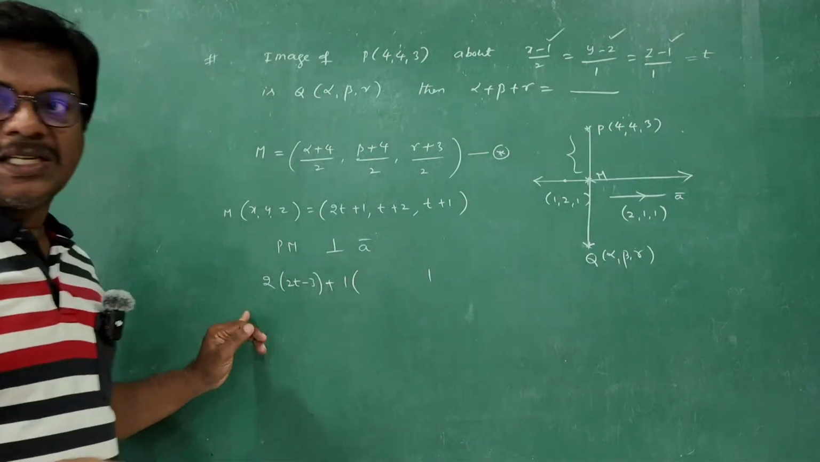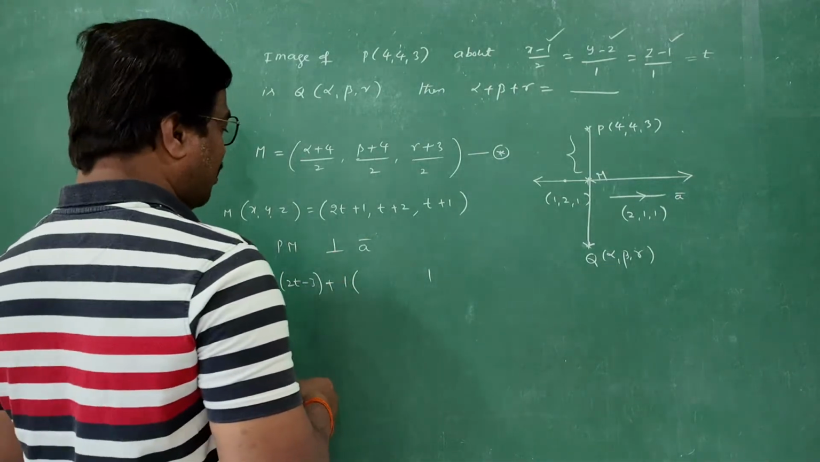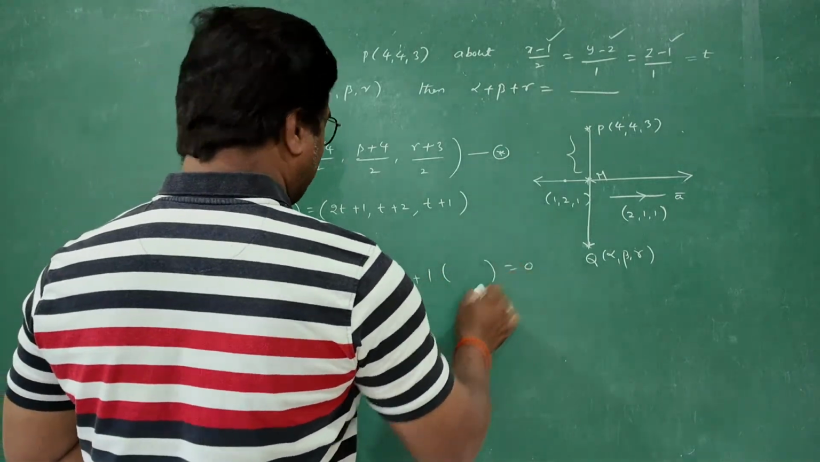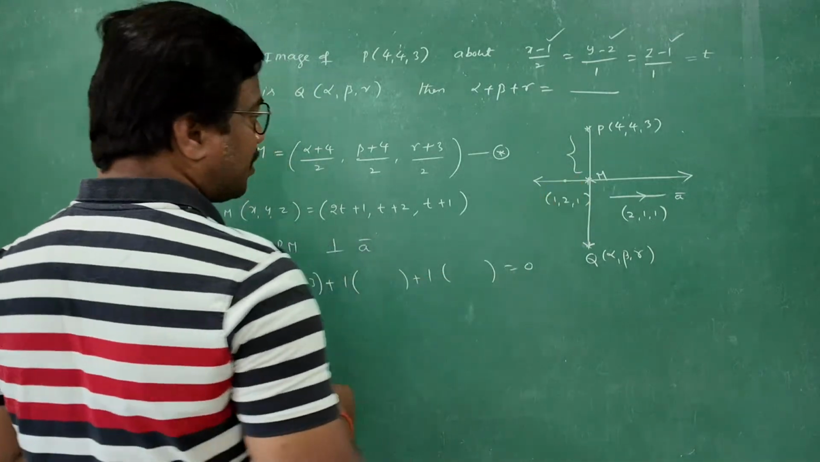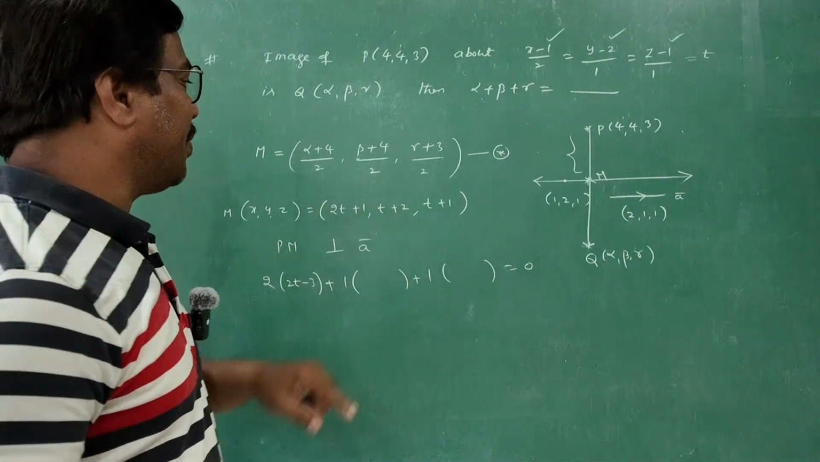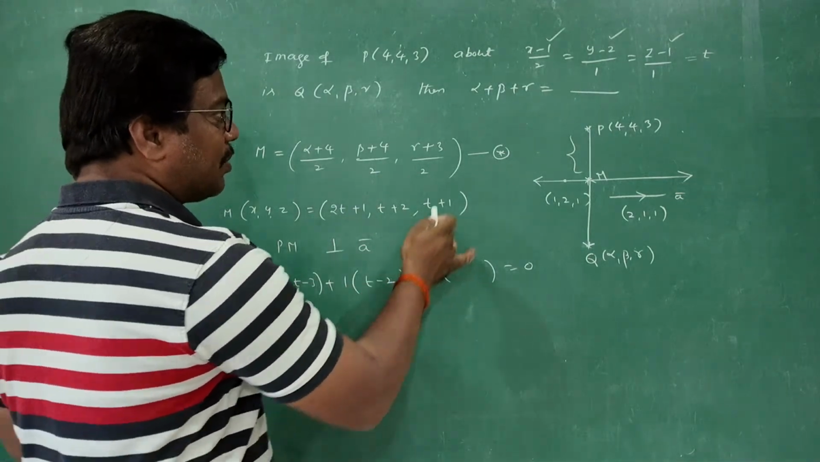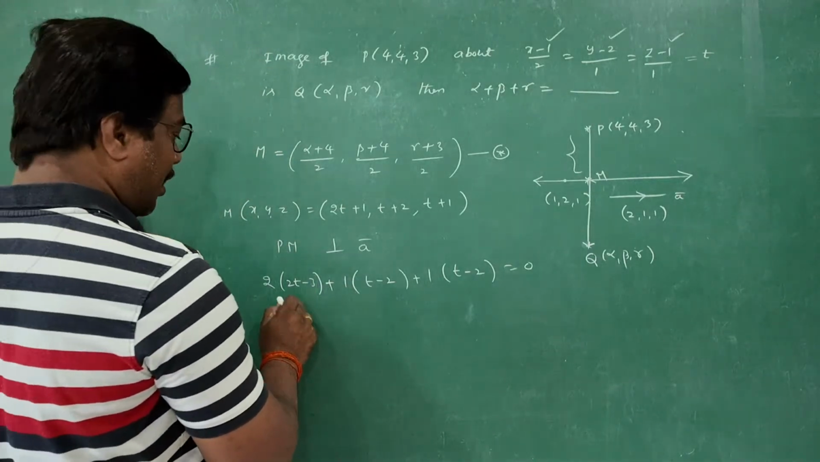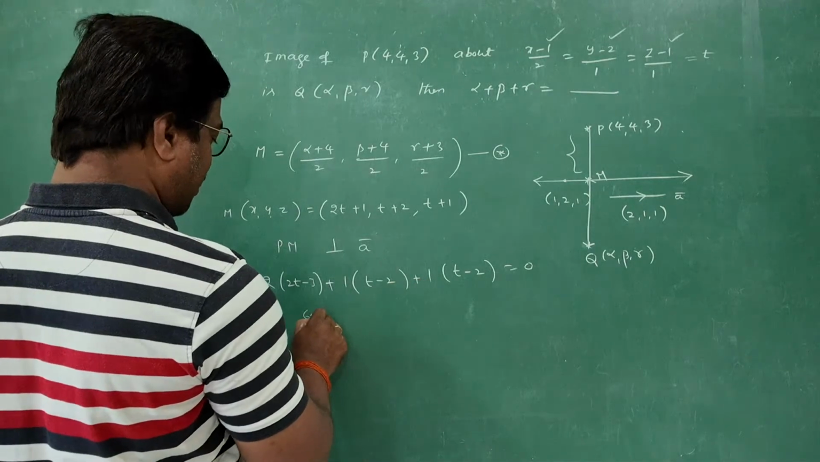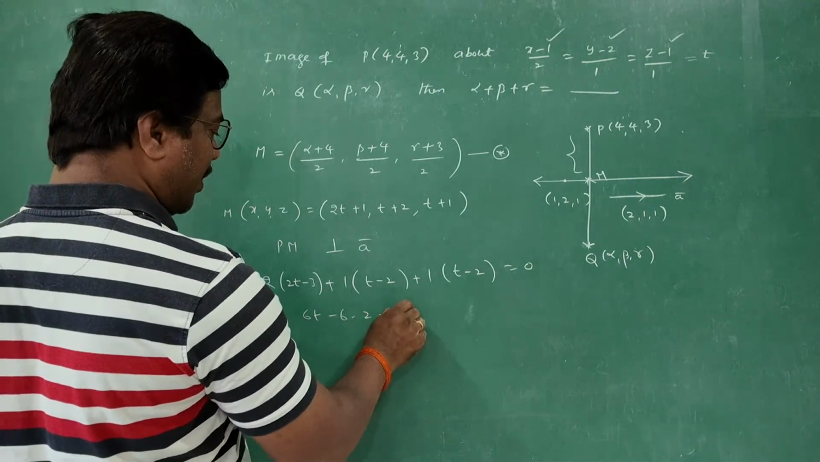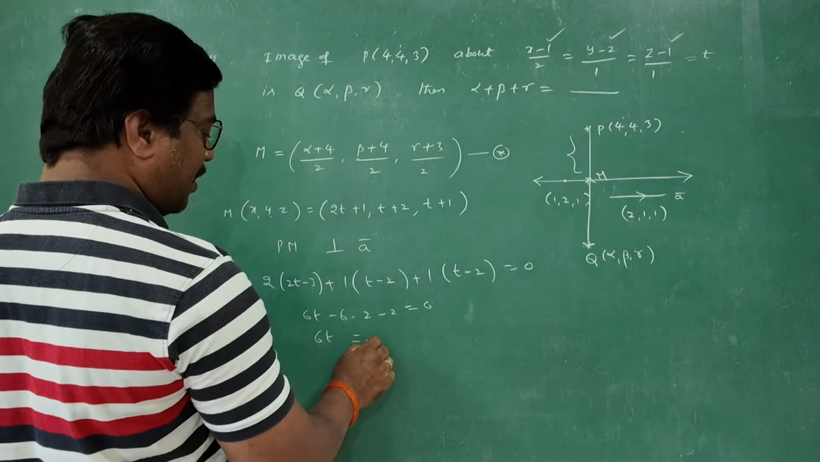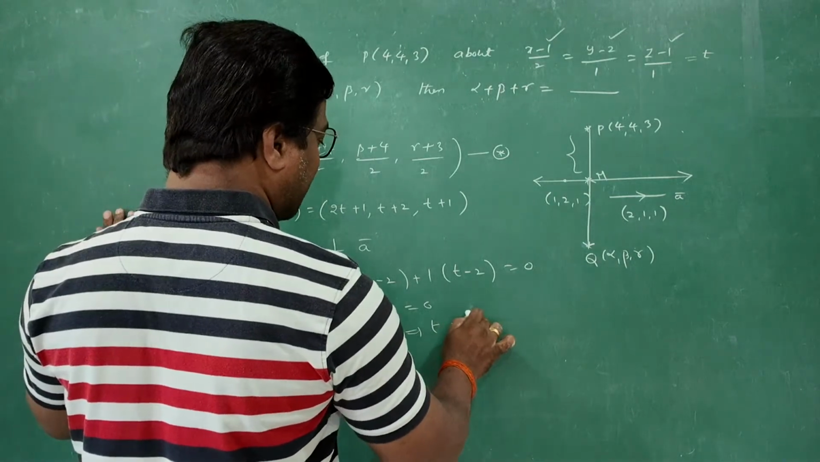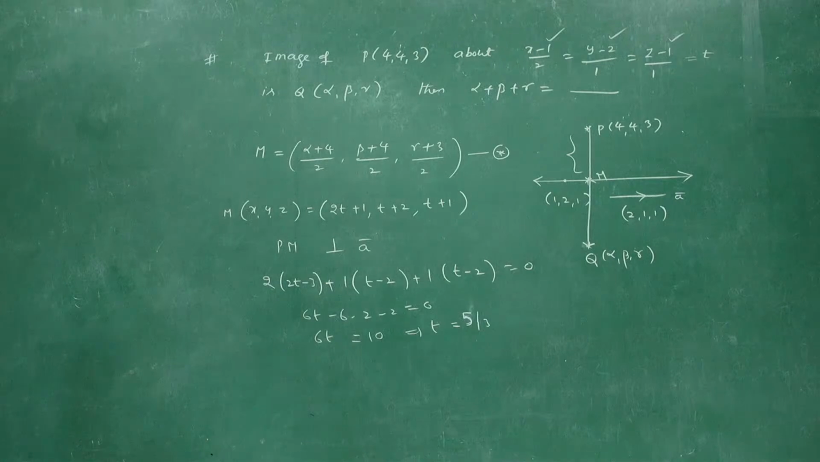I am writing the perpendicularity condition: A1 A2 plus B1 B2 plus C1 C2 equal to 0. First a bar components 2, 1, 1. Next I am going to write PM components. First 2t plus 1 minus 4. Next t plus 2 minus 4 gives t minus 2. t plus 1 minus 3 gives t minus 2. Okay. This is 4t, 5t, 6t. Next it is minus 6 minus 2 minus 2 equal to 0. 6t equal to 10 implies the value of t equal to 5 by 3. I got the value of t, 5 by 3.